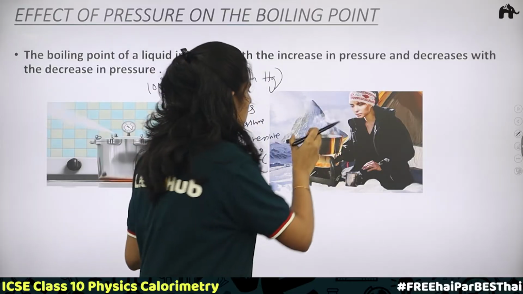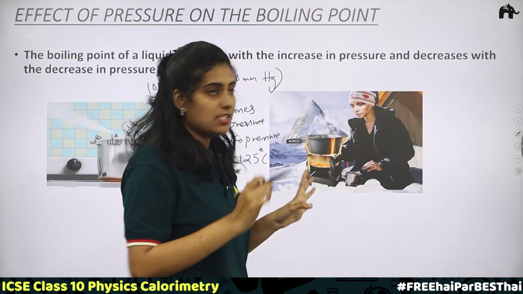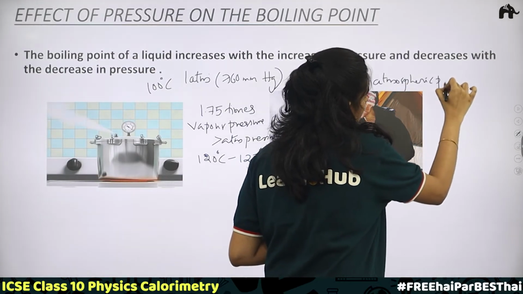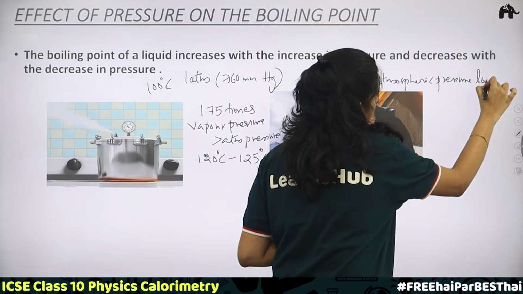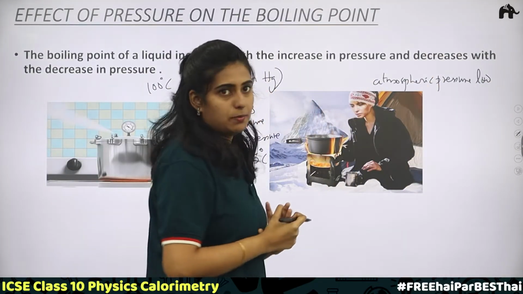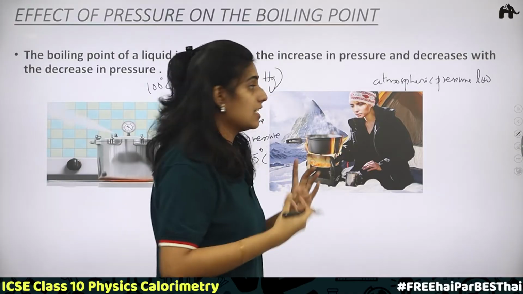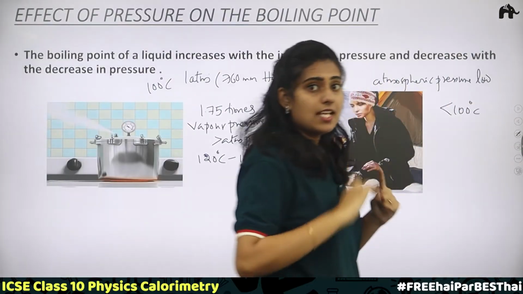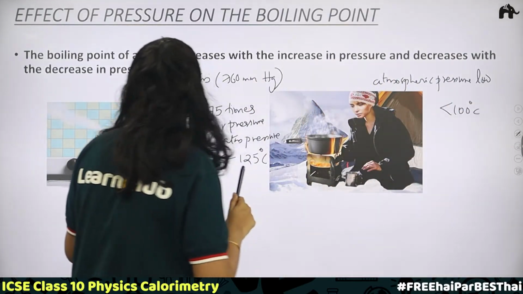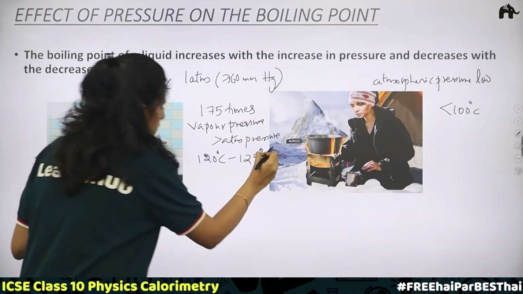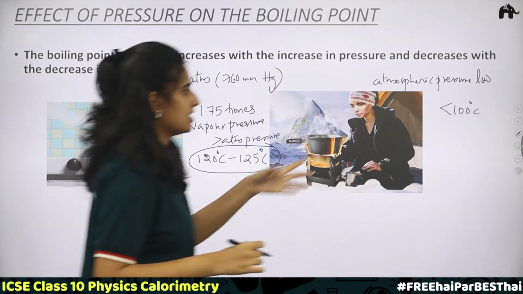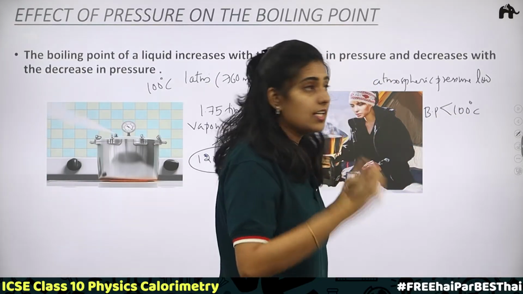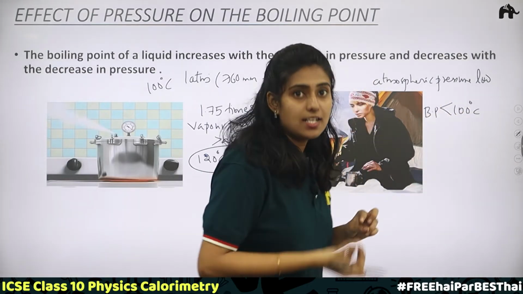Now the second case is cooking at high altitudes. At high altitudes, the atmospheric pressure will be low. So here the boiling point of water will be less than 100 degrees Celsius. Okay, here we have seen that the boiling point is more than 100 degrees Celsius, 120 to 125 degrees Celsius. Here the boiling point is less than 100 degrees Celsius. What does it mean? The water gets boiled at a temperature less than 100 degrees Celsius.